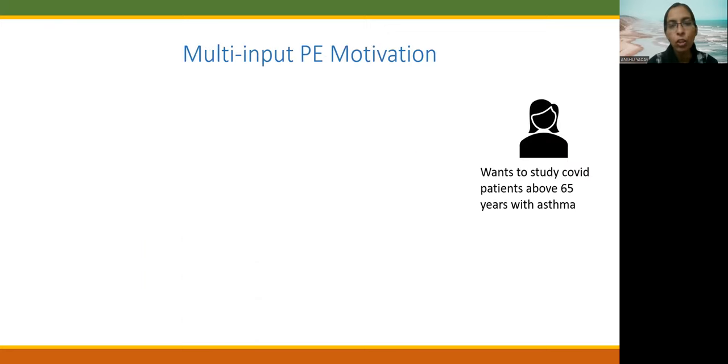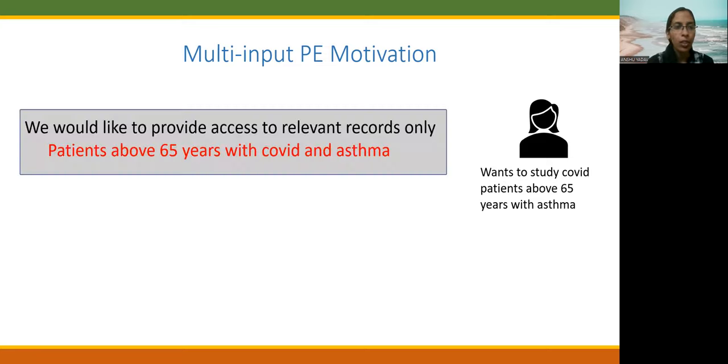So let us begin with the motivation behind the work. The starting motivation comes from the fact that thinking of data as associated with a single ciphertext may not suffice for many modern-world applications, where the data related to a single entity can in fact be distributed across different locations. For example, consider a scenario where a medical researcher wants to study the efficacy of a certain medicine in patients, let's say above 65 years of age with both COVID and asthma. In such a situation, we would like to use predicate encryption to provide restricted access to records of only those patients who are above 65 years of age and have COVID and asthma.